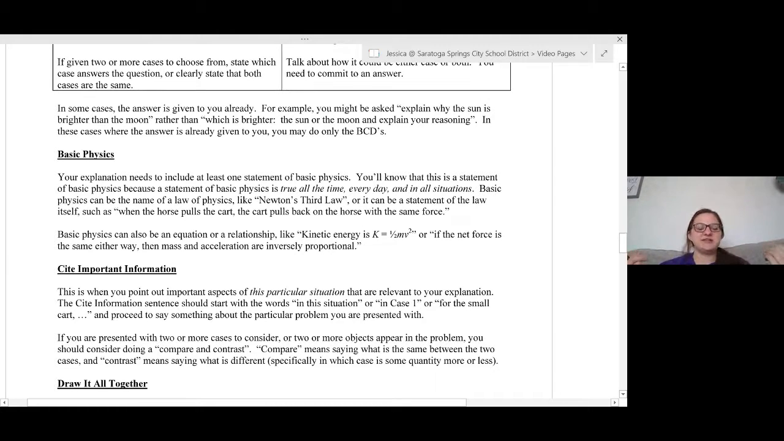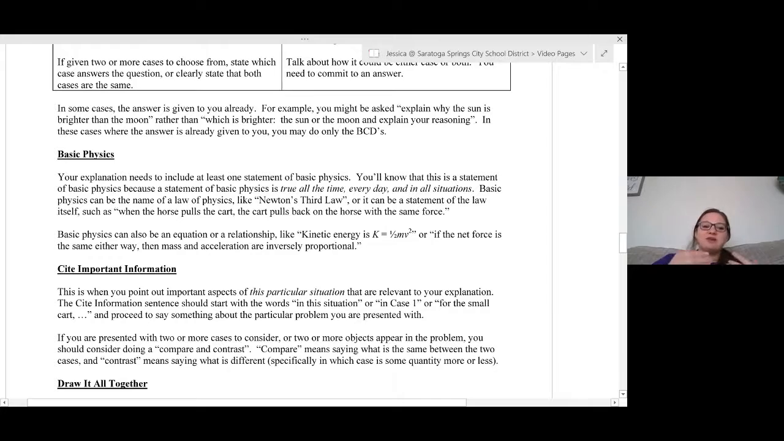So basic physics can be the names of laws like Newton's third law, like I said, or a statement of the law itself. So when a horse pulls the cart, the cart pulls back with the same force. Here's the fun part. Basic physics can also be equations. So it could be a relationship. So you might say kinetic energy is 1/2 mv squared. You can talk about equations in your paragraph. You just can't only use equations. So you could say kinetic energy is related to velocity squared, not directly related, or something like that.